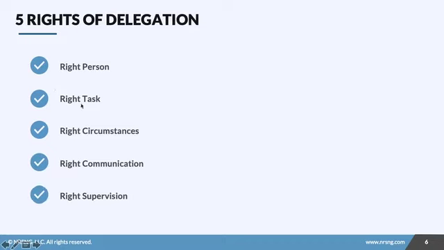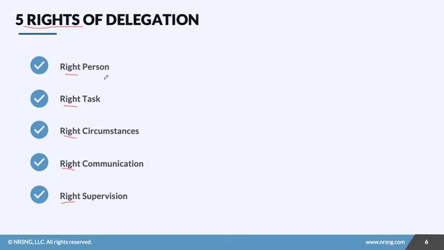So what are the 5 rights of delegation? I'm sure you've heard of this. Let's talk about what the 5 rights are, what they mean, and how to implement them in practice. First of all, the right person, then the right task, the right circumstances, the right communication, and the right supervision. Let's talk about each one of these individually.